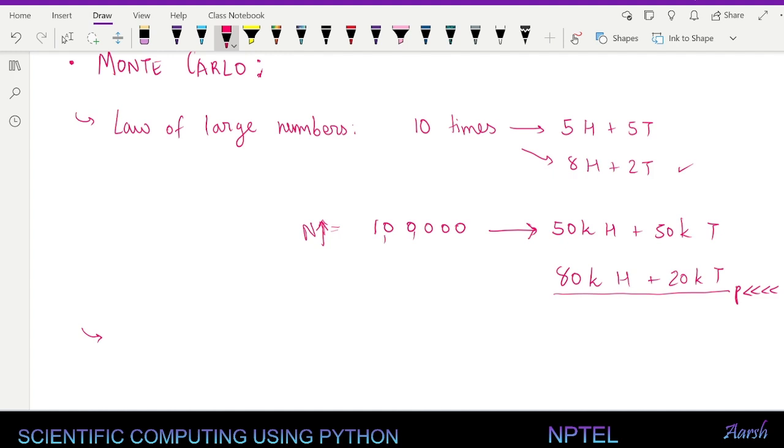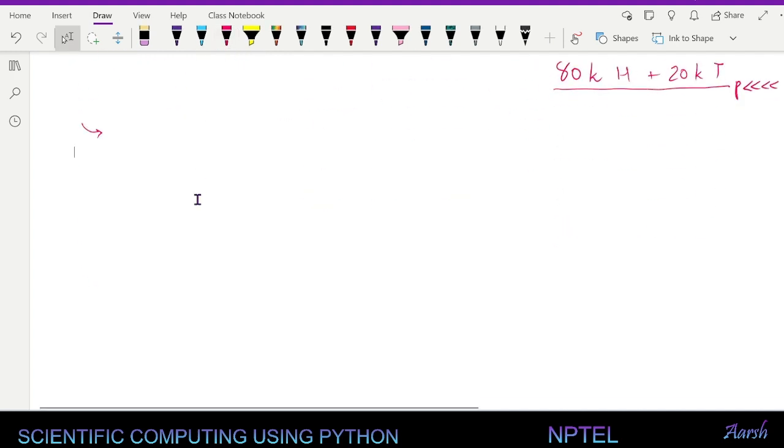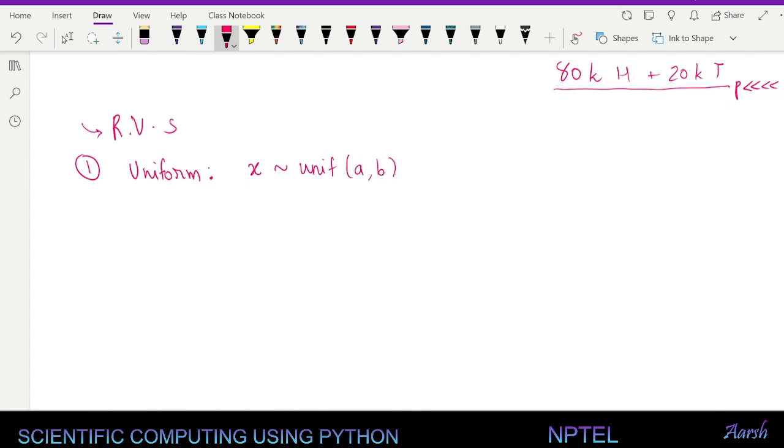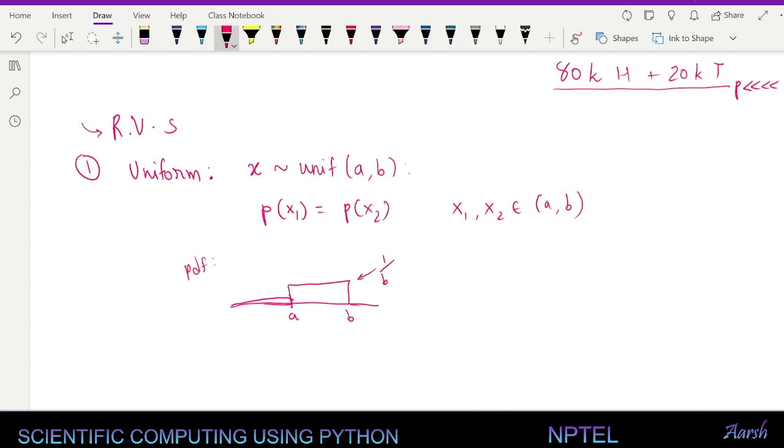So that's the idea. There are two kinds of random variables which are very useful. One is uniform. If you have a random variable x that is uniform between, say, a to b, what it means is that the probability of x1 is the same as the probability of x2 as long as x1 and x2 belong to [a, b], right? So you have equal probability of any number between a and b. So what would the PDF look like? Probability distribution function. It is 0 up to a, then some constant value until b. And this constant will be 1 over b minus a.